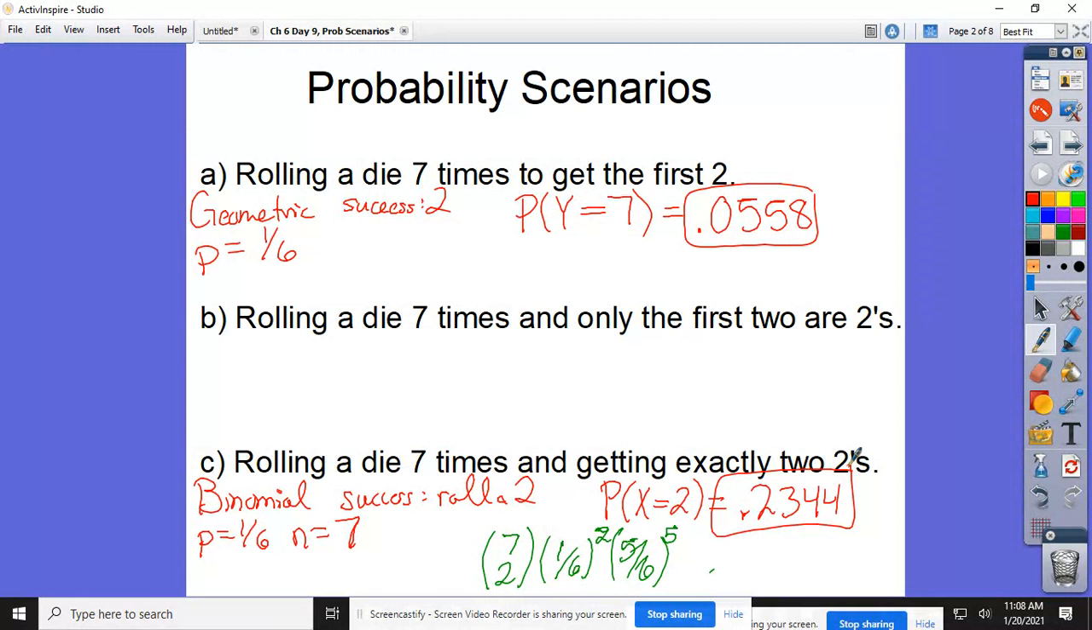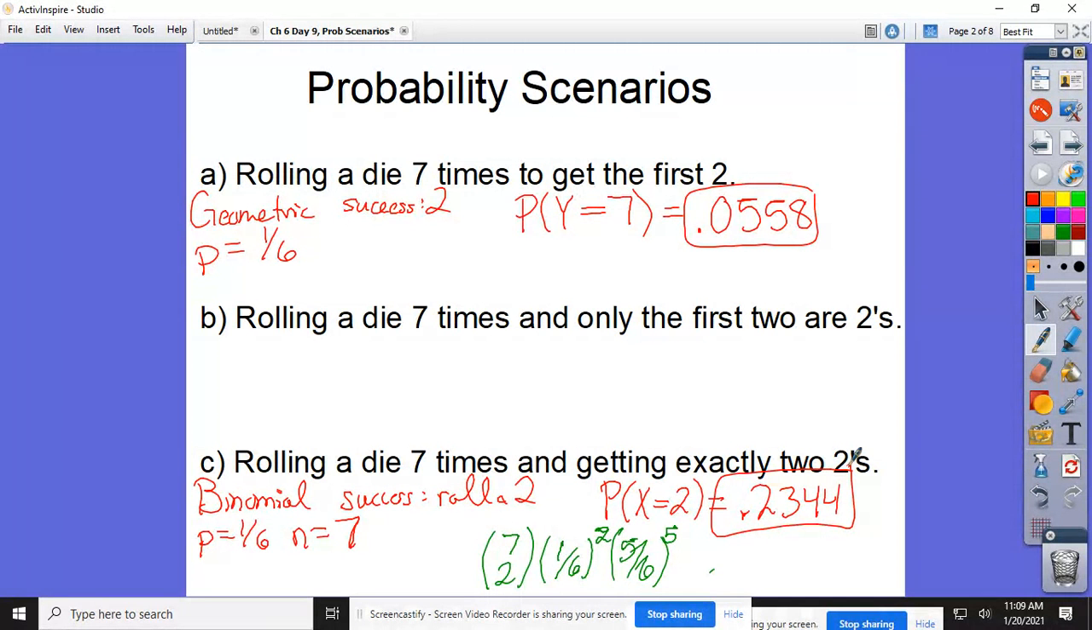Now, part B is not geometric and it is not binomial. But if I asked you this question not in the middle of chapter 6, most of you would get it right. But I'm asking you in the middle of chapter 6, so you are trying to make it binomial or geometric, and you probably have a hard time with it. So think through what we want here.